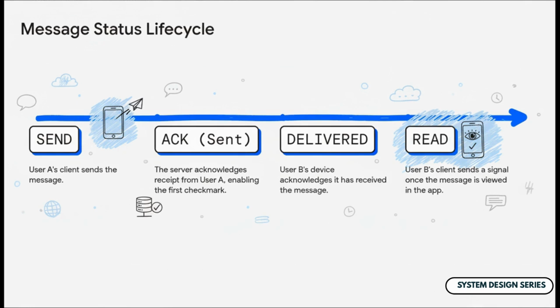Then, when the message lands on your friend's phone, their phone tells the server, "I have it," that's your delivered receipt. And finally, when your friend actually opens the app and sees the message, their phone sends one last signal. "It's been read." Each step is a tiny message flying back and forth to keep you in the loop.